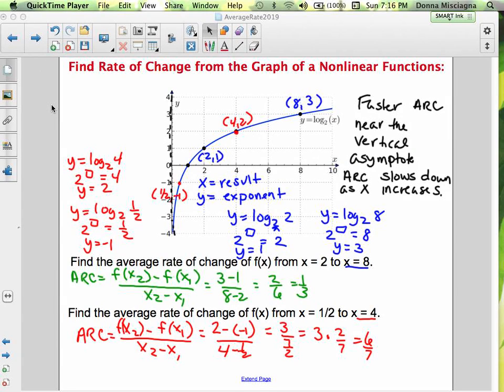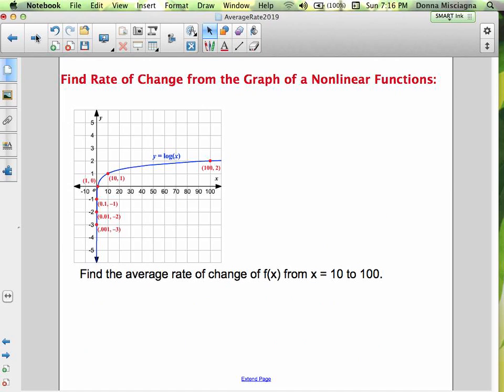So this is the last graph that we did, finding average rate of change, and the base for this log function is 2. Let's see what happens if we increase the base of the log function. So we're going to find the average rate of change for this log function, y equals log of x, and we know if there's nothing listed next to the log, the base is 10.